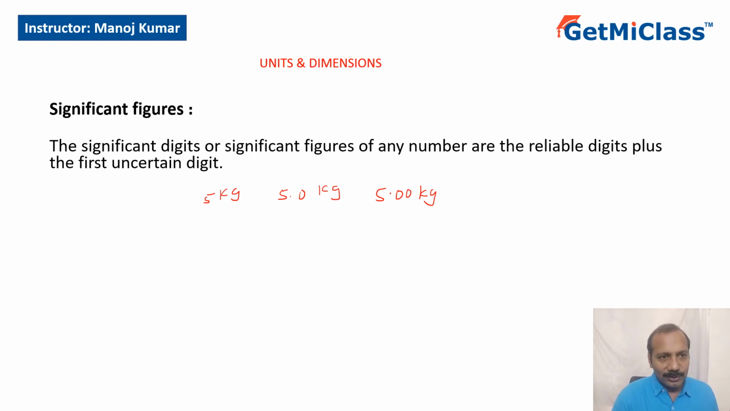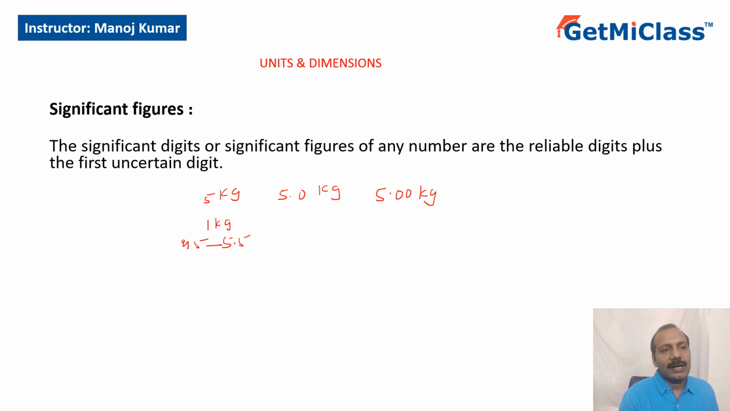Of course, there is no difference in the values. All of them say 5 kilograms. Then why do we have different digits representing them? Now, this 5 kilograms means the instrument used to measure it can measure a minimum of 1 kilogram. That means the value can be anything between 4.5 and 5.5. This is the range of values that it can have.